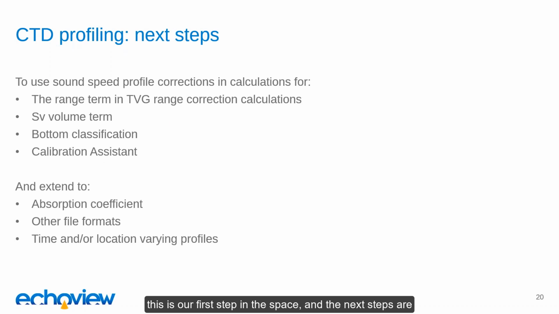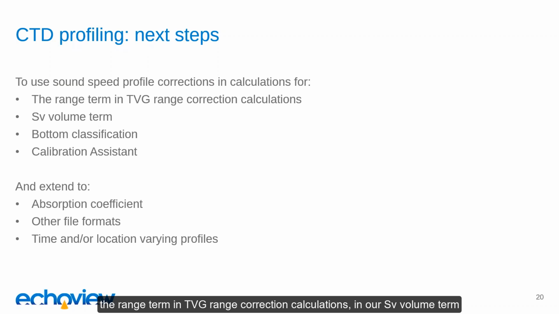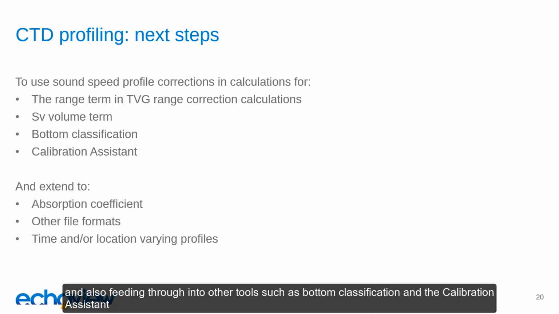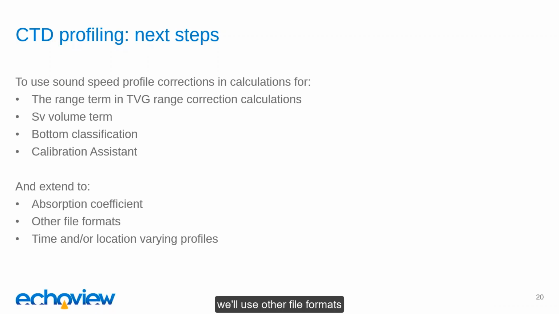And the next steps are to expand how we're using these sound speed values. So the corrections will be used in calculations for the range term, in TVG range correction calculations, in our Sv volume term, and also feeding through into other tools such as bottom classification and the Calibration Assistant. And once we've locked that all down for sound speed, we'll then extend it for absorption coefficient so that you can have a profile of absorption coefficient values. We'll use other file formats, and we'll see if we can have it vary by time or location as well.